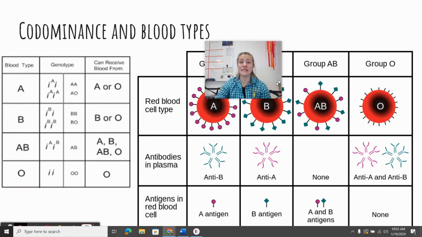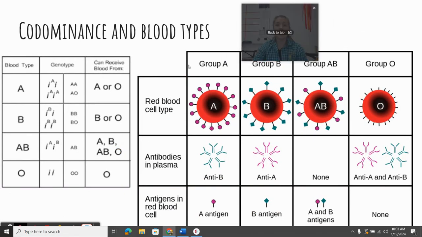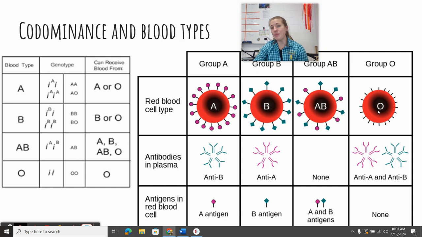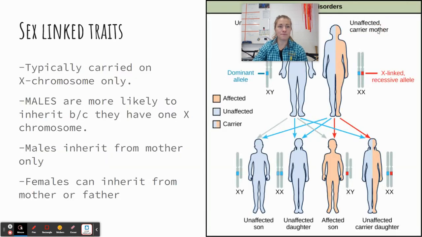As a reminder, blood types are like this as well. So we have a couple different types of blood types. We have A, B, AB, and O. AB is the blood type that shows codominance, whereas the other ones show typical dominance and recessiveness.